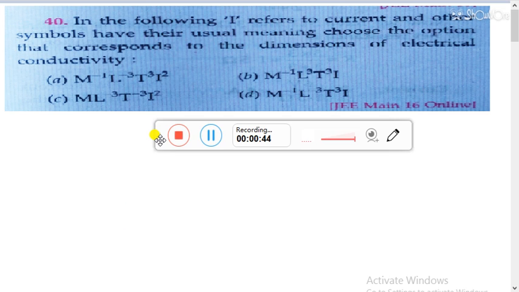He is asking, in the following, I refers to current and other symbols have their usual meaning. Choose the option that corresponds to the dimensions of electrical conductivity. So students, we have to find the dimensions of electrical conductivity.